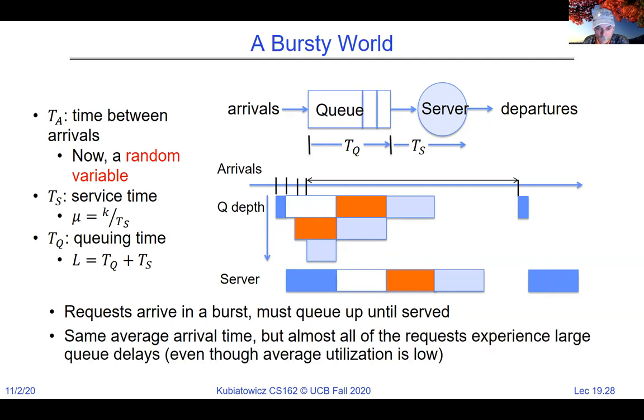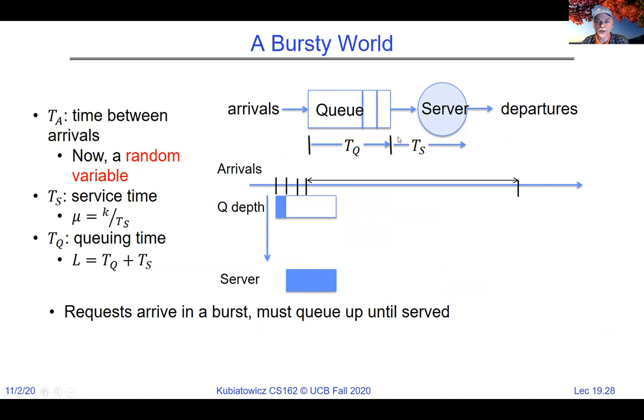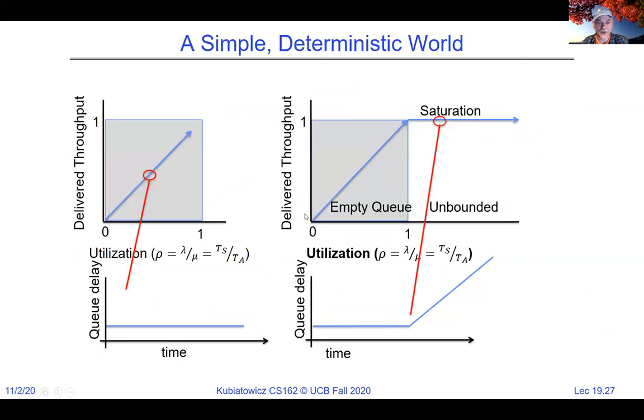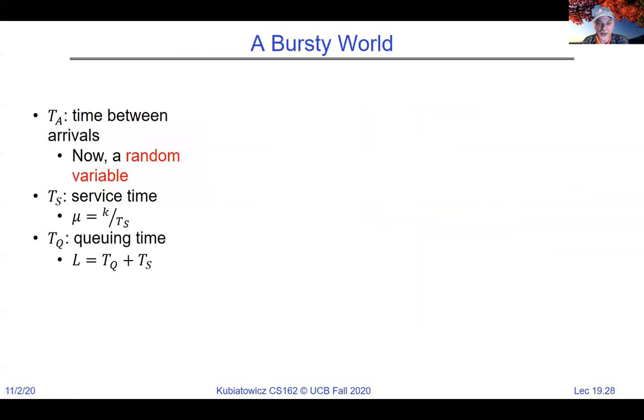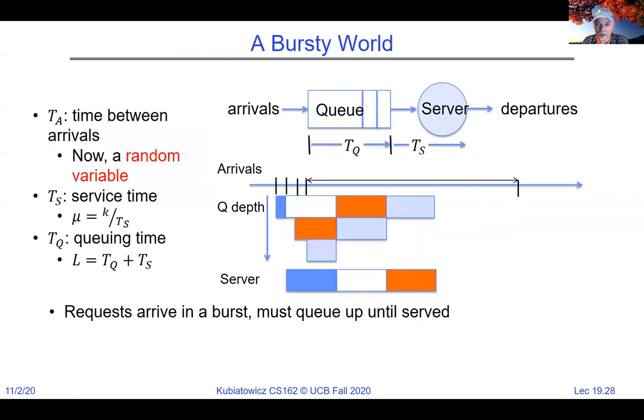Now, requests arrive in a burst, so the queue actually fills up, whereas in the previous deterministic case, with all of the parameters the same, there's never anybody in the queue, right? Somebody comes in, they walk to the counter, and they get their hamburger. There's never anybody waiting, ever. So that's a case where the queue basically is not filling up at all, whereas in the bursty case, we actually fill up the queue.